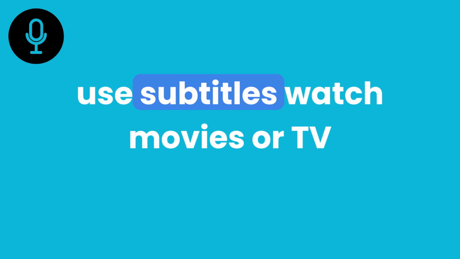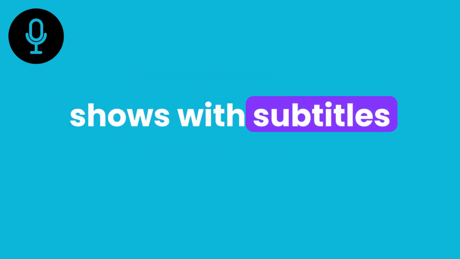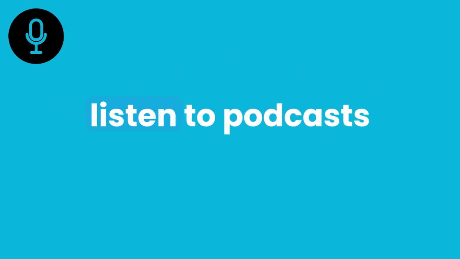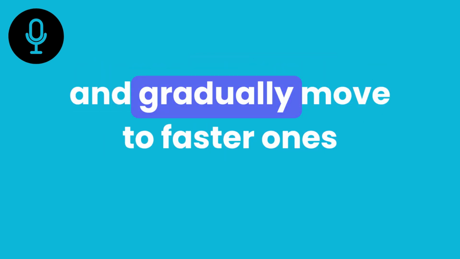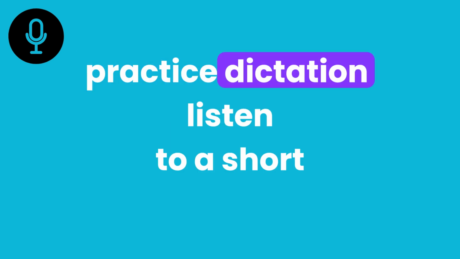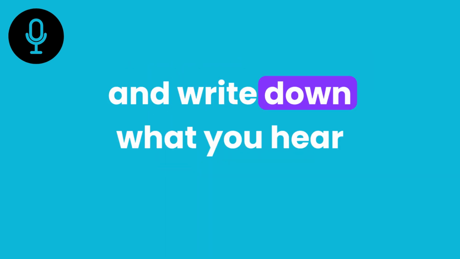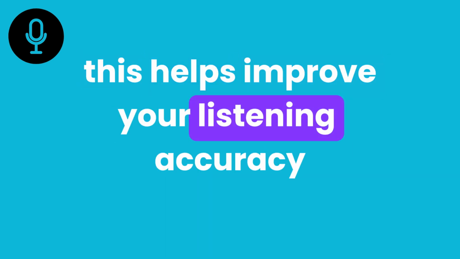Use subtitles. Watch movies or TV shows with subtitles to help you understand the dialogue. Listen to podcasts. Choose podcasts on topics you're interested in. Start with slower-paced podcasts and gradually move to faster ones. Practice dictation. Listen to a short audio clip and write down what you hear. This helps improve your listening accuracy.